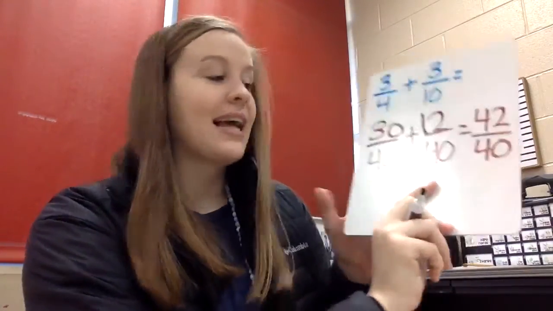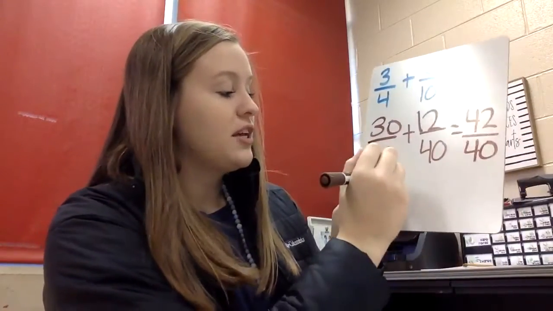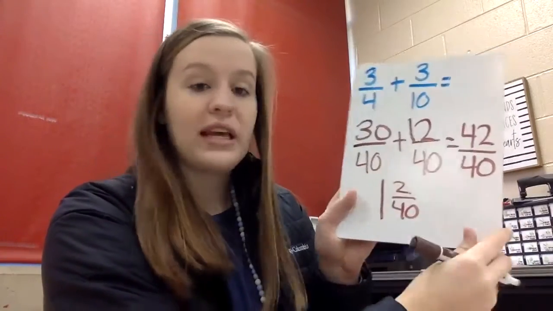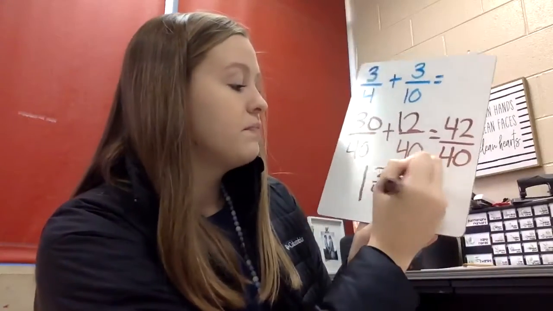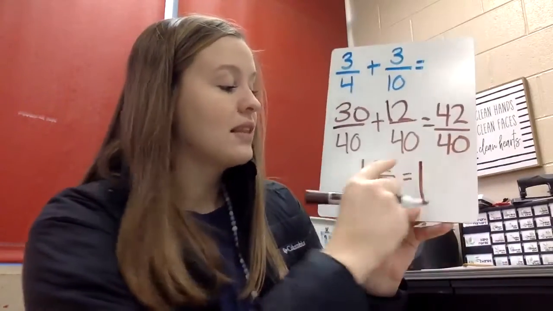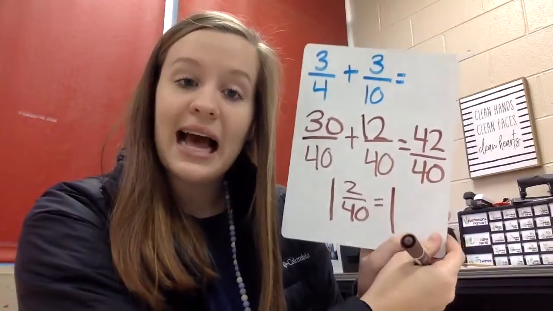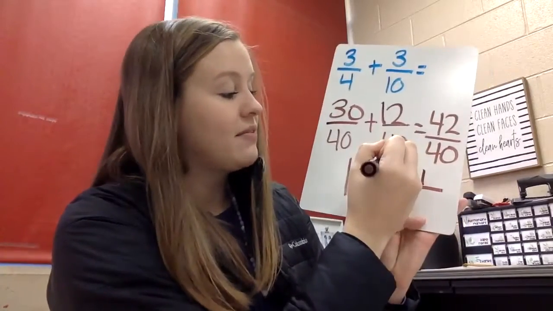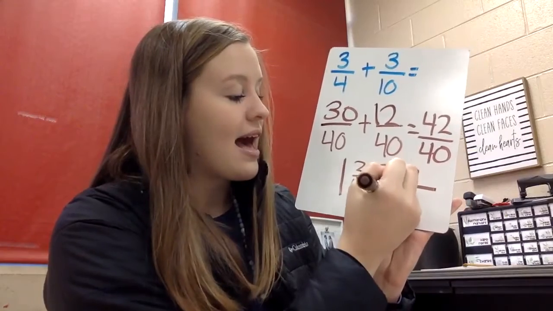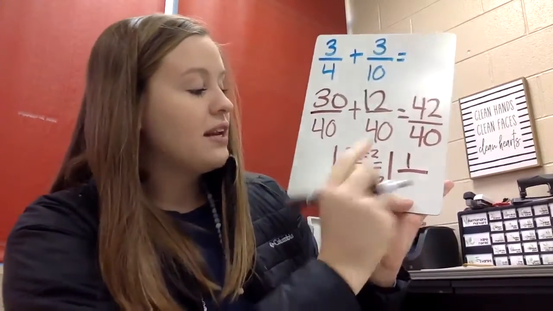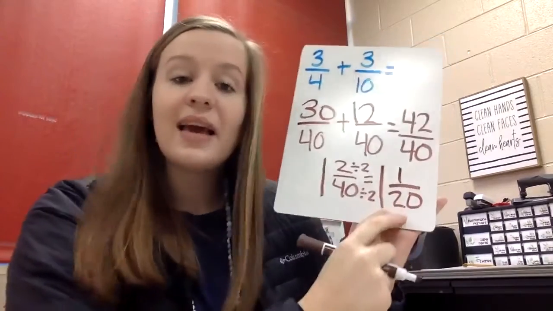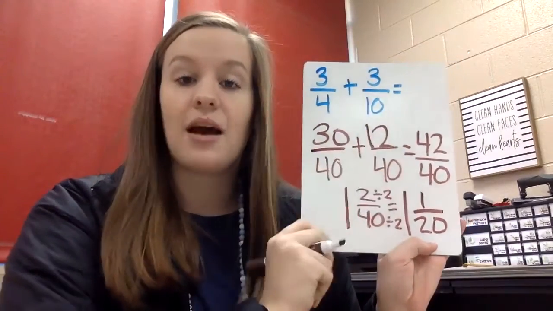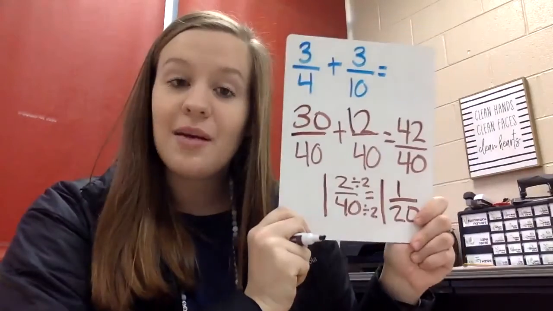And you could do the same exact thing you did last time. 40 goes into 42 one time, and then you would have 2 out of 40 left over, which could be reduced, which just means you can keep your 1 the same. And then your 2 and your 40, how many times can 2 go into 2? 1 time. So basically we divided by 2 on the top, so we've got to divide by 2 on the bottom, and 40 divided by 2 is 20. So we got the same exact answer, no matter what denominator we used, as long as it is a common denominator between our first two denominators.